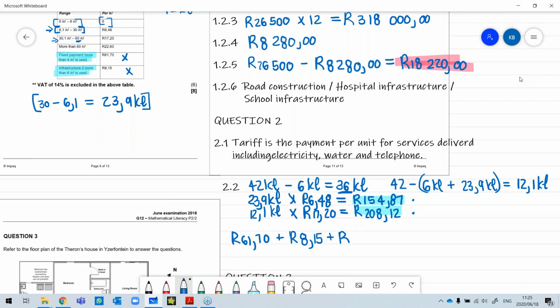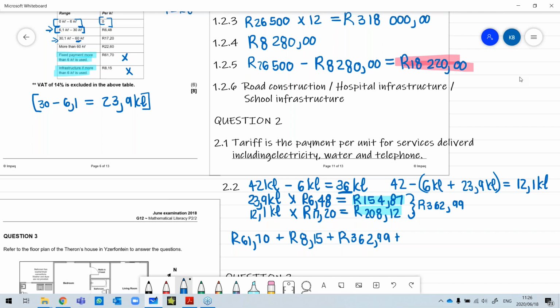So let's say 154 Rand 87 cents plus 208 Rand and 12 cents gives me a total of 362.99. Just going to write it like such for those of you who missed what I've just done. Okay, now the last step, guys, is VAT. We have to determine the VAT because that has to also be added to the account or the amount payable.